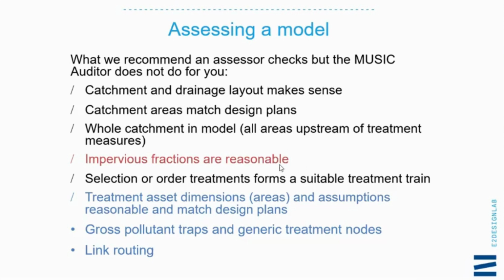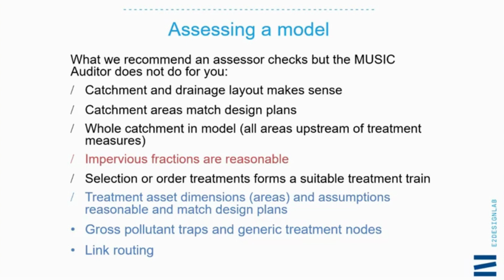The impervious fraction in MUSIC is a really important parameter that has a huge impact on the flows and the pollutant loads. It makes a big difference to the outcomes. So you need to have a look at what assumptions have been made and ask yourself, is that representative of the likely future conditions? You might have measured roof and pavement areas, or you might just have a land use that's residential and they're just assuming it's about 70%. So you need to check whether that's reasonable for the context.